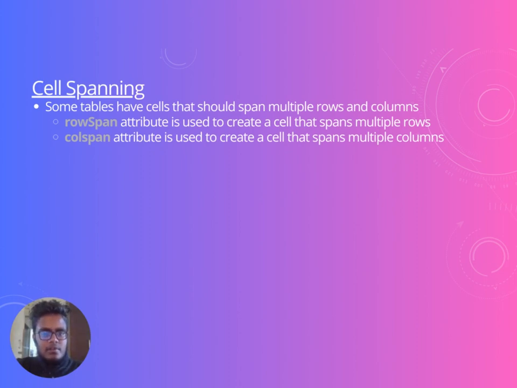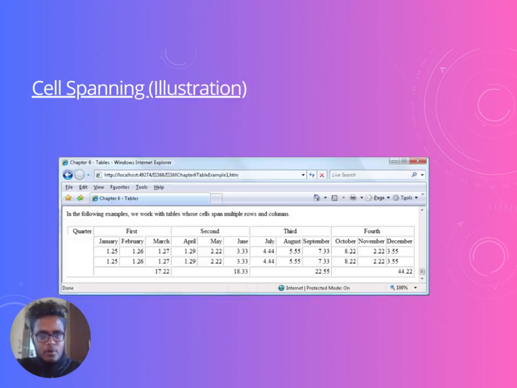Some tables have cells that should span multiple rows and columns. The rowspan attribute is used to create a cell that spans multiple rows. The colspan attribute is used to create a cell that spans multiple columns. For cell spanning, the example is here, as you can see.